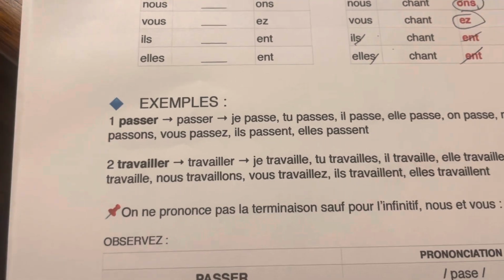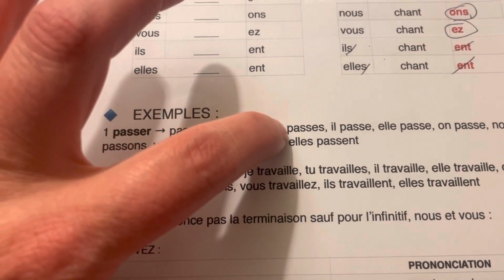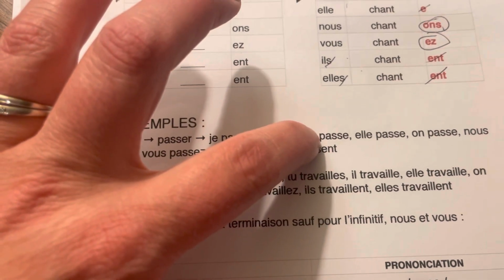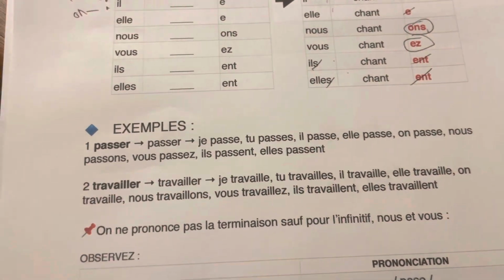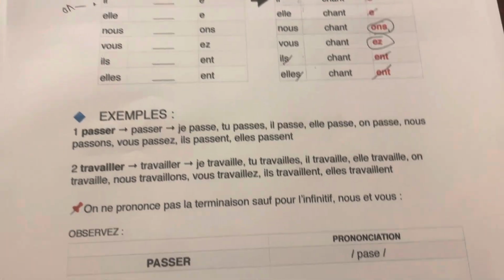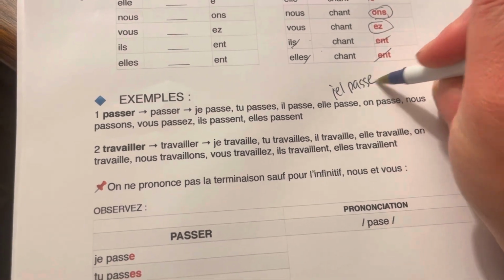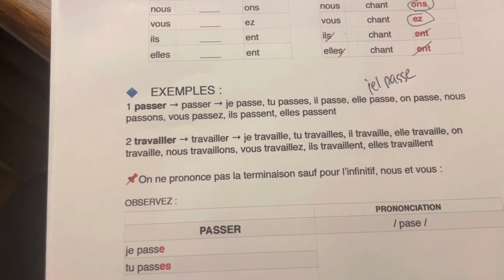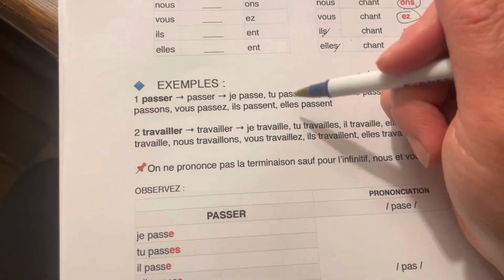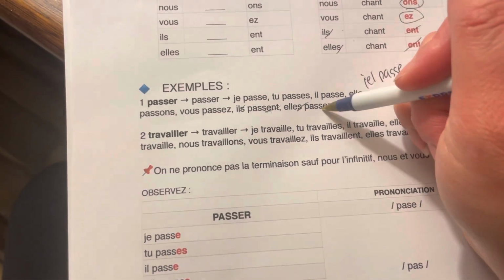What that looks like when you say passer, right? To pass by. Je passe, I pass. Tu passes, you pass. Il passe, he passes. Elle passe, she passes. On passe, everyone passes. And then remember, your il passe would look like that as well. Nous passons, vous passez. Not ils passent and elles passent, mais il passe, elle passe.